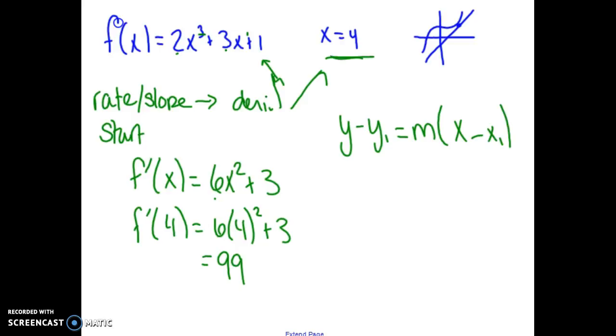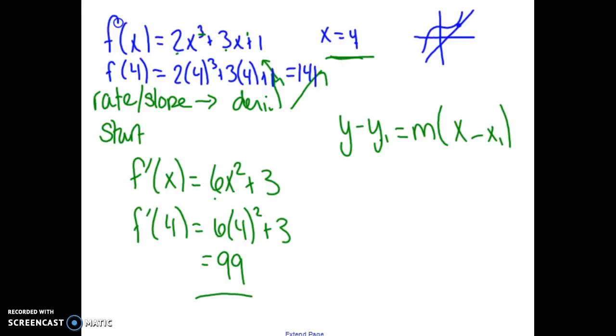I know the x value. I know the rate of change. I need the y value. To find that y value, I simply substitute in 4 into my function and find that corresponding y value. 2 times 4 cubed plus 3 times 4 plus 1. And then I end up getting 141.